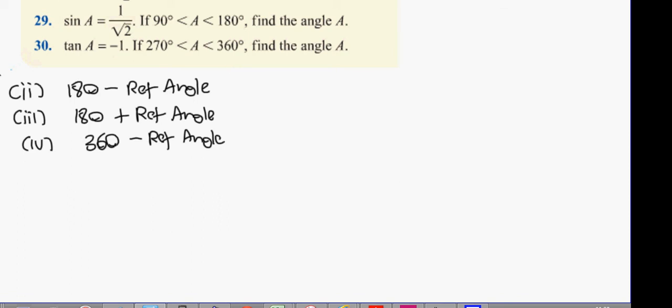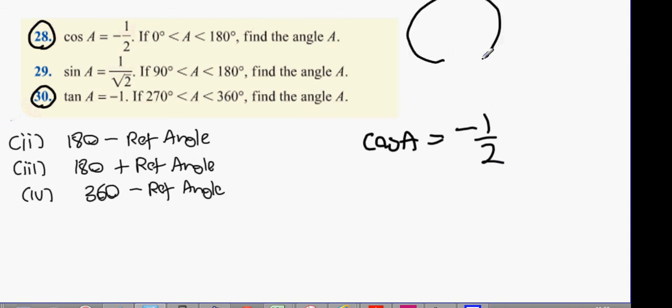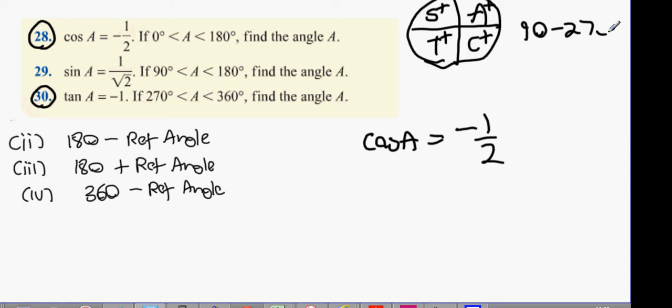Now let's begin here. I'm going to do 2 of these, no more, no less. 28 and 30. Let's begin. Cos A is minus 1 over 2. This means cos is negative. Okay? What 2 quadrants is cos negative in? S and T, which means in between 90 to 270 we're going to get 2 values, 2 values for which cos is negative. Is everybody happy with that?